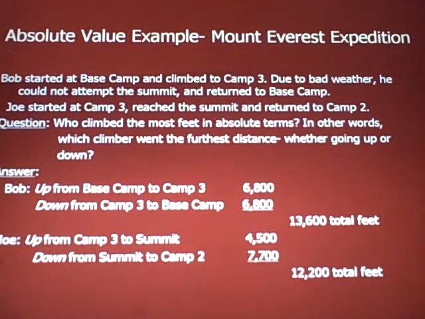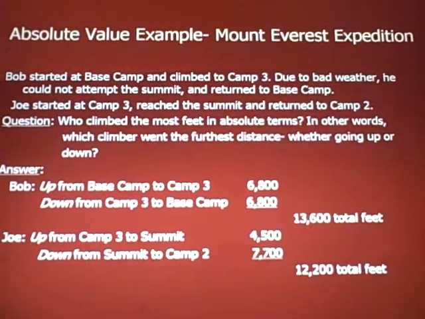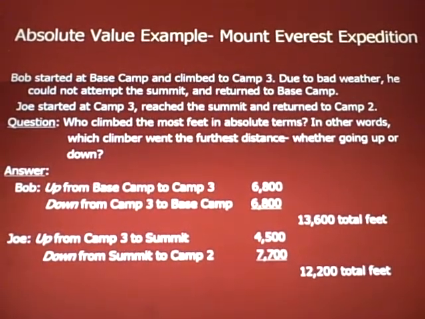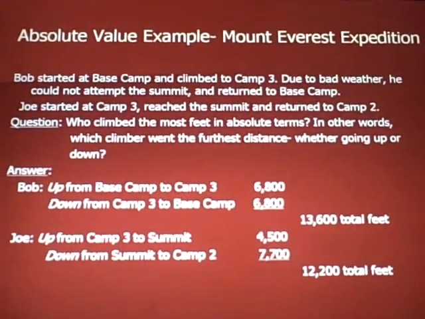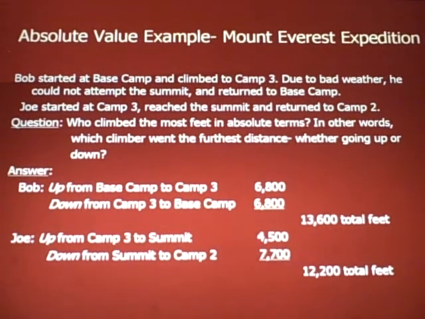So let's make an assumption. Bob starts at base camp and decides to climb to camp 3. Due to bad weather, though, Bob could not attempt to reach the summit and he has to return to base camp. So he basically went to camp 3 and then returned to base camp, round trip. Joe, on the other hand, starts at camp 3, reaches the summit, and goes all the way back down to camp 2. And the question is, who climbed the most feet in absolute terms? In other words, which climber went the furthest distance, whether going up or down?